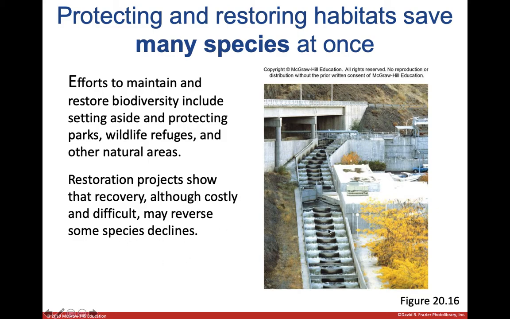So sturgeon have to go around a dam, big fish. When you dam up the river, they can't go around it to reproduce anymore, to get to their spawning area. So when you build a big ladder for them, they can go around it and get to their old mating habitat, their old mating area. And now you can reverse that species decline, which is pretty cool.